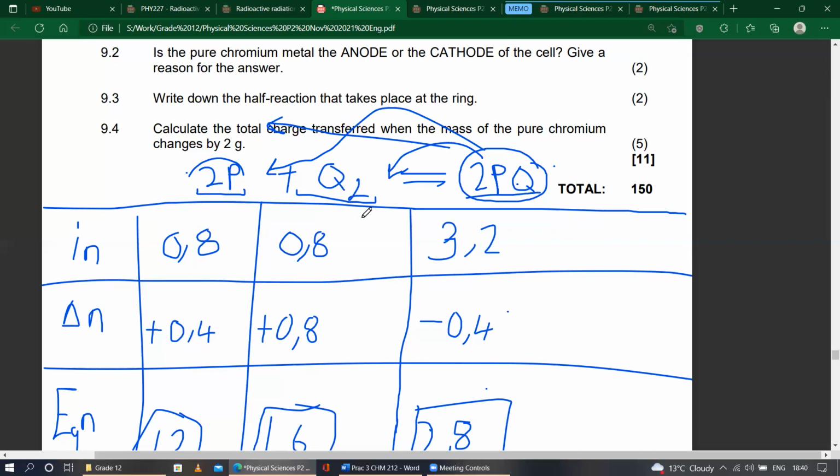Yes, sir. Since it's losing its mass, you know that the number of moles is directly proportional to the mass and inversely proportional to the molar mass, right? Yes, sir. So when the mass decreases, the number of moles also decreases. So this negative is just to show that this is decreasing and these are increasing. You understand that? Yes, sir. So that's where the negative comes from.